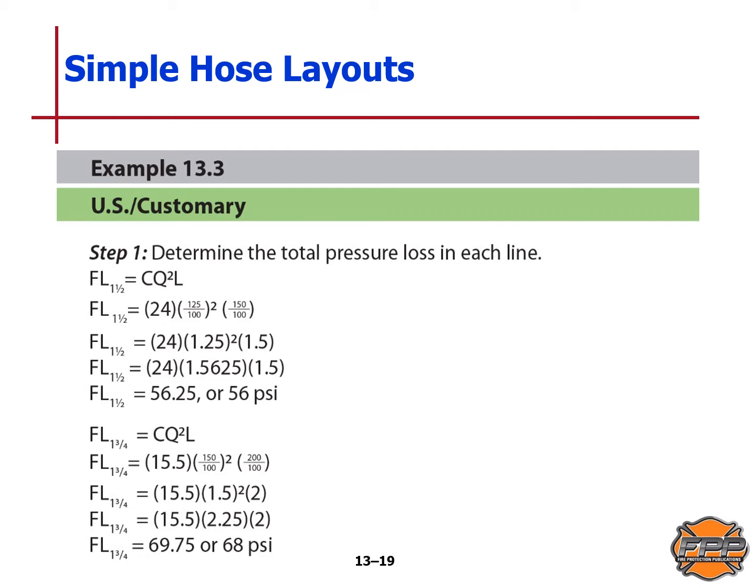So our friction loss for the 1 3/4 inch will be the same formula, CQ squared L. So friction loss on our 1 3/4 inch is 15.5 times 150 divided by 100 squared times 200 divided by 100. And that gives us on the next line 15.5 times 1.5 squared times 2. And that calculates out to 15.5 times 2.25 times 2. And that calculates out to friction loss in 1 3/4 inch hose as 69.75 or 68 psi.